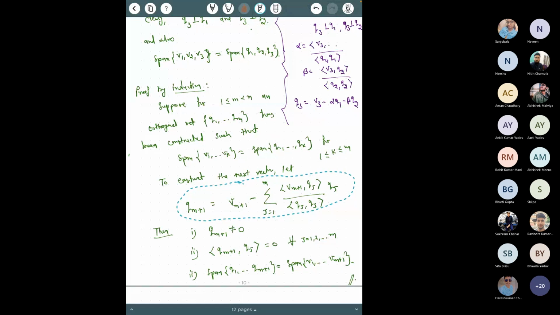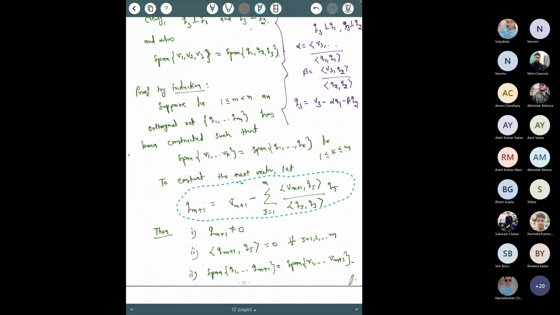First, suppose that vm plus 1 is 0. So let's say vm plus 1 is 0. Then what would be qm plus 1? Because still, if it is 0, then it is in the span of v1 to vm. So let us assume that first vm plus 1 is 0. So then what would be qm plus 1? Zero. So qm plus 1 would be 0 if vm plus 1 is 0.